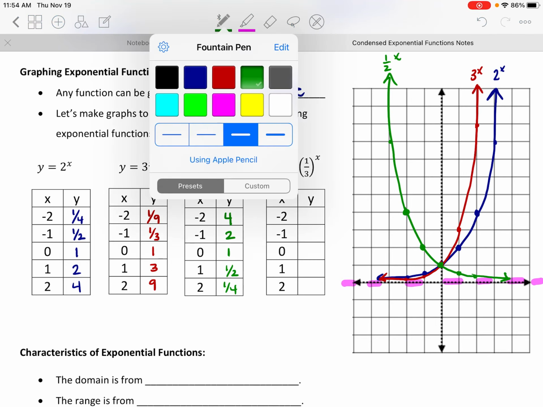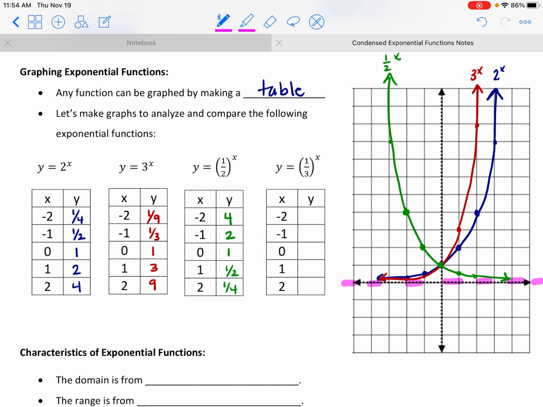Okay, so now you can probably imagine what's going to happen with this next guy. 1/3 to the negative second is going to be 3 over 1 to the positive second. So 3 over 1, which is 3, squared is going to make this 9. And then 3 to the first is going to be 3. Anything to the power of 0 is 1. And then we're going to get a third here, and then 1/9 here. So at negative 2, we're up at 9. And then we're at 3, and then 1 again, and then a third. And basically this is the mirror image of the red one.